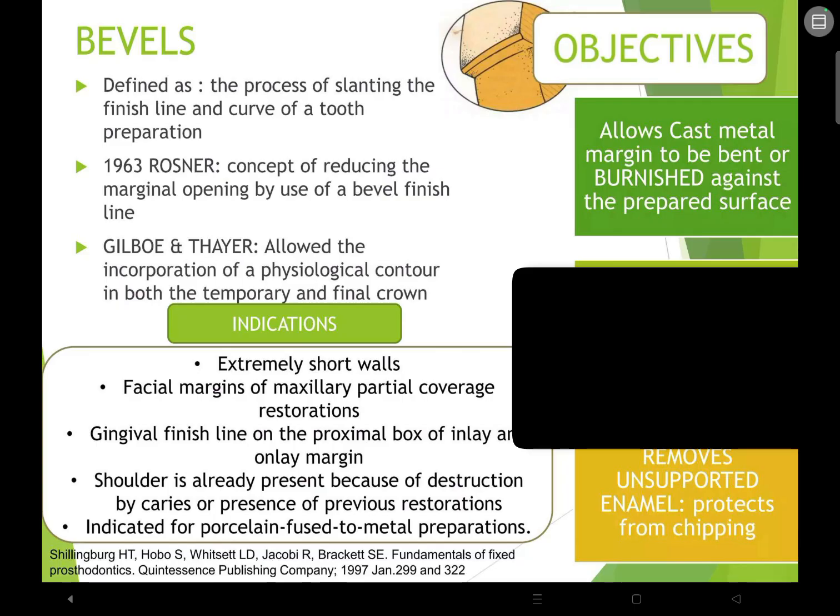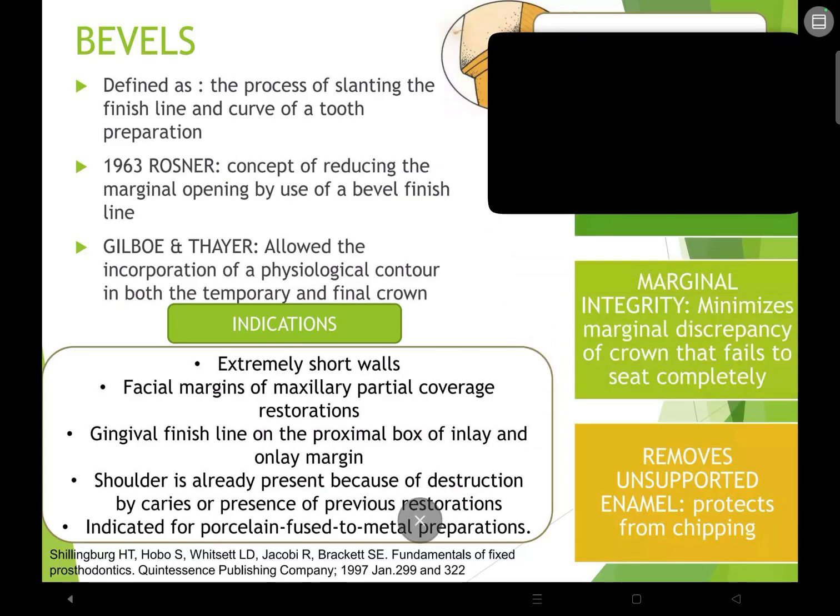Now the bevel is defined as a process of slanting the finish line and a curve of a tooth preparation. Now in 1963, Rosner introduced the concept of reducing the marginal opening by use of a bevel finish line. Then Gilbert Thayer allowed the incorporation of a physiological contour in both the temporary as well as final crowns. So basically the objective is it allows the cast metal margin to be bent or burnished against the prepared surface. So when you talk about marginal integrity, it minimizes the marginal discrepancy of a crown that fails to seat completely. Because of the bevel, that problem is to some extent managed. It also removes the unsupported enamel, so it protects it from chipping.